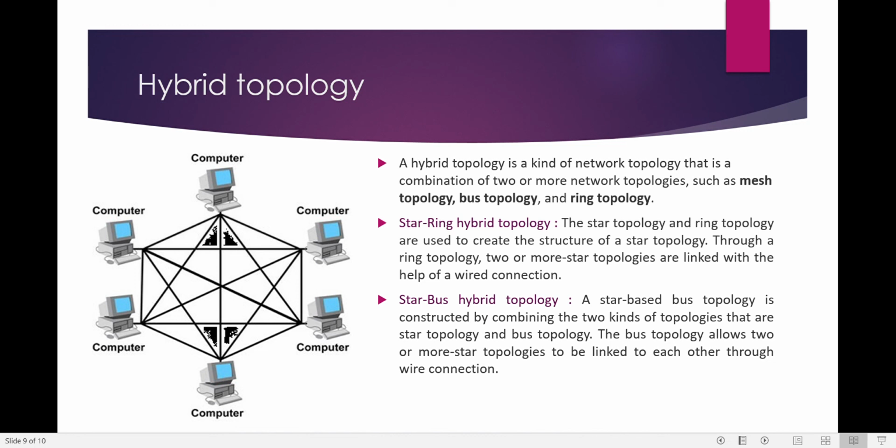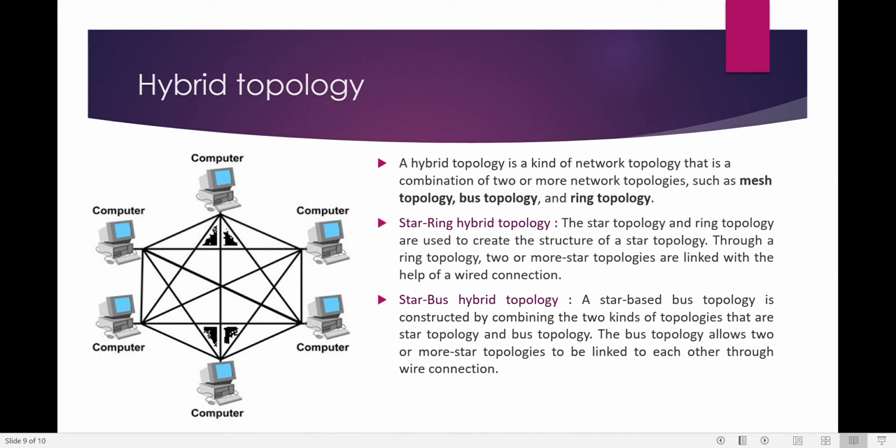In star ring topology, what will be happening is star topology and ring topology will be used together. Those will create a structure of star topology. Through a ring topology, two or more star topologies can be connected with each other, and both will be connected using a wired connection.